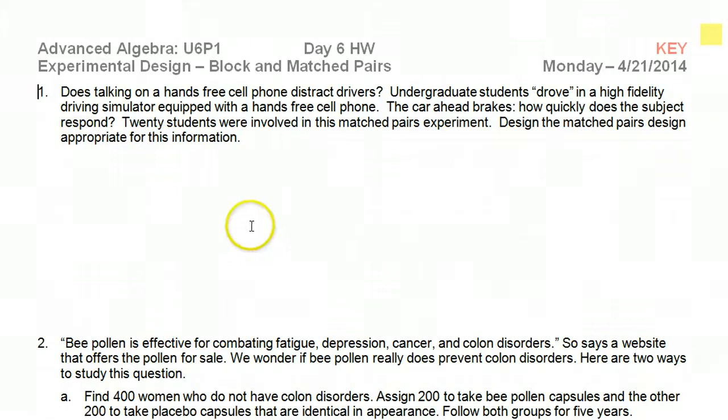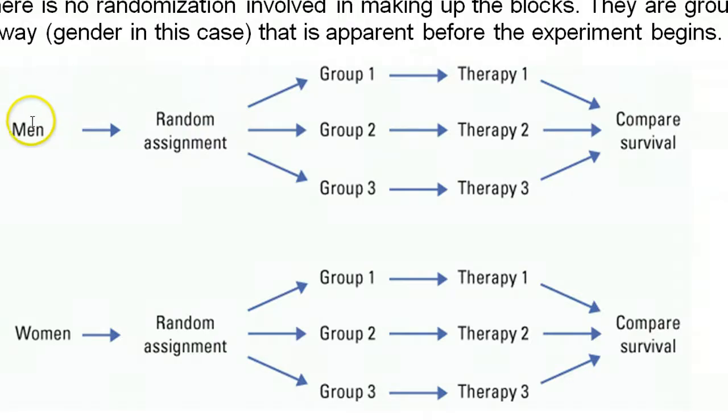All right, today we will continue our study of experimental design, but now we're going to look at two new design models called block design and matched pairs design. All right, this is an example of block design.